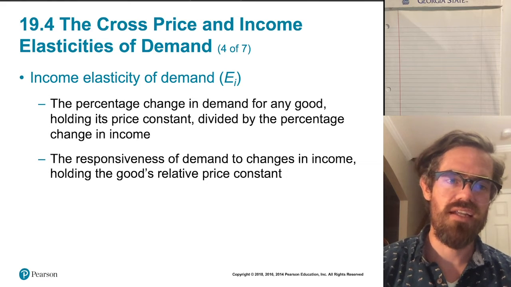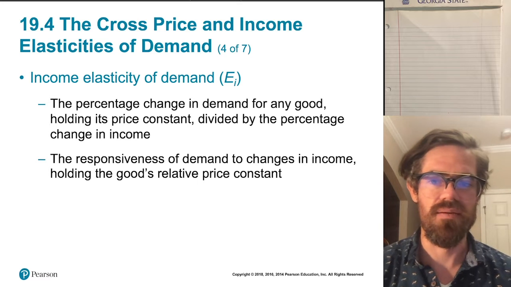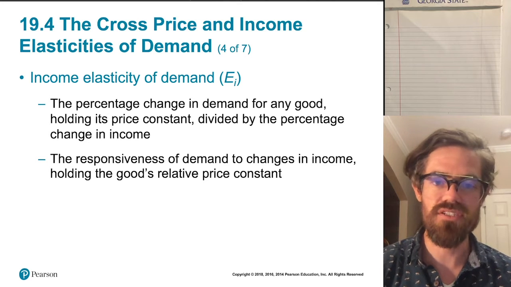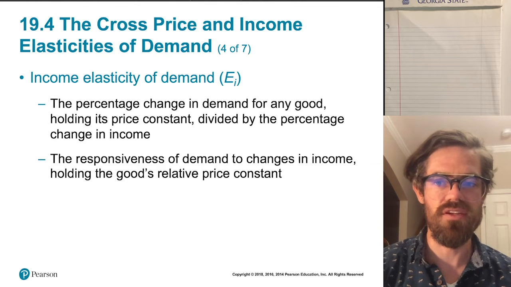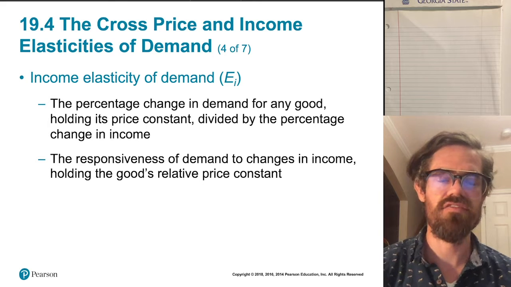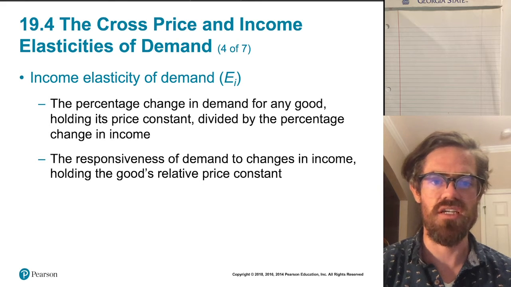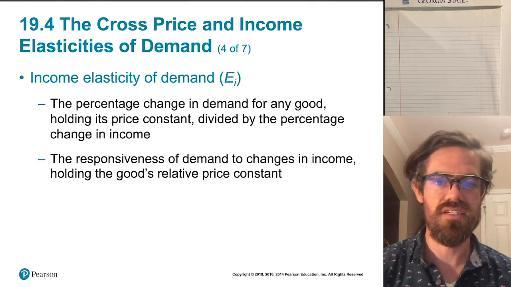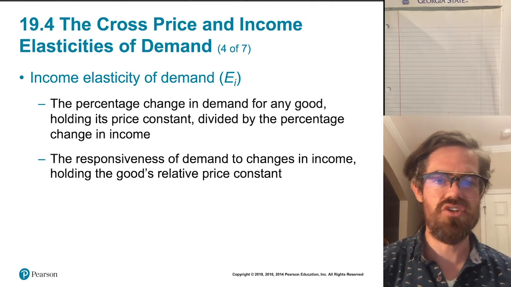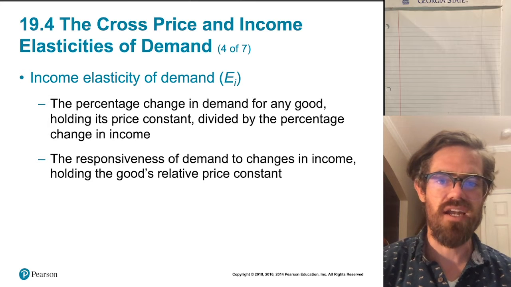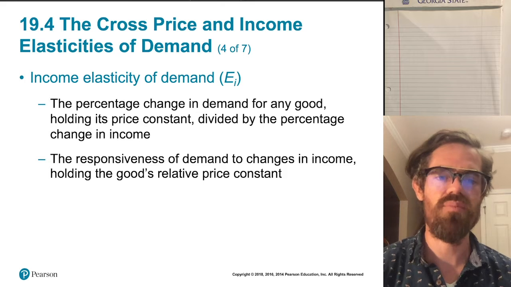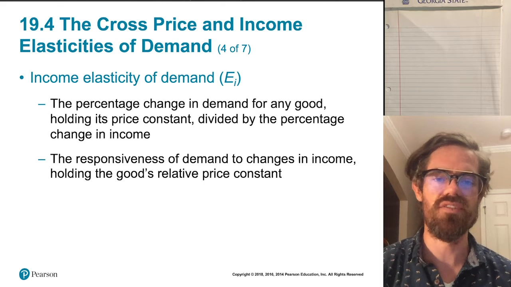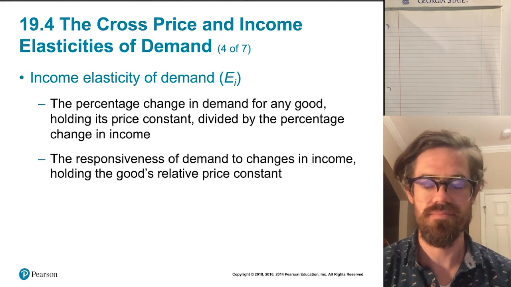Okay, next we're going to look at income elasticity of demand. Still pretty similar, but here really the only difference is now instead of a percent change in price, we're now thinking of responsiveness to a percent change in income. So what this is, EI, it's a percent change in demand divided by the percent change in income rather than price. So this is telling us how people respond, what's the responsiveness of demand to changes in income.